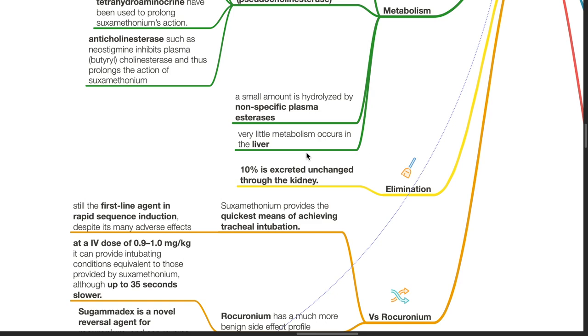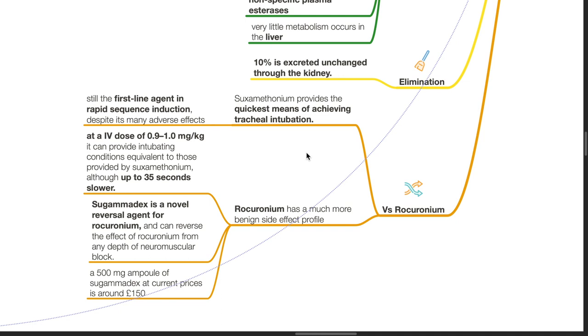In comparison with rocuronium, Suxamethonium provides the quickest means of achieving tracheal intubation, and it is still the first-line agent in rapid sequence induction, despite its many adverse effects. Rocuronium, on the other hand, has a much more benign side effect profile. At an intravenous dose of 0.9 to 1 mg per kg, rocuronium can provide intubating conditions equivalent to those provided by Suxamethonium, although up to 35 seconds slower.